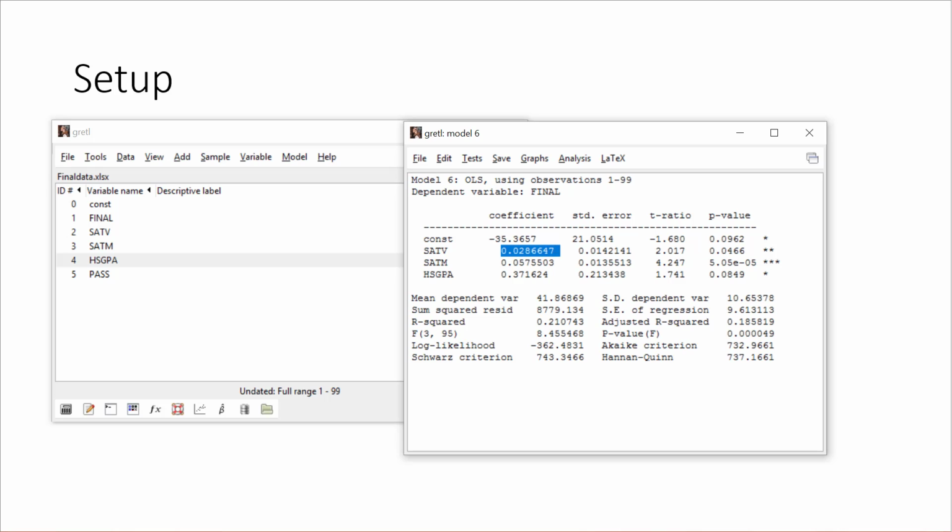This number here, 0.02866 and so on, is called a point estimate. It's our best estimate of beta 2, but by itself it's kind of useless because it just does not provide any kind of information about the certainty. Like, is it 0.029 plus minus 1, in which case it would be terrible, or is it 0.029 plus minus 0.001, in which case it would be awesome? That's the kind of question that we can answer by finding the confidence interval.